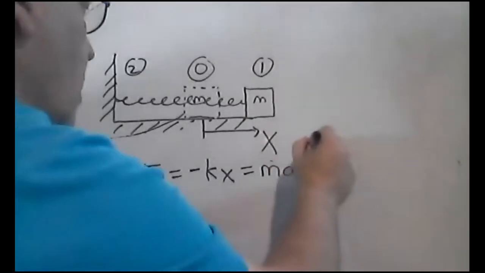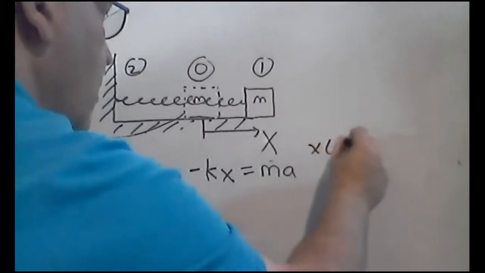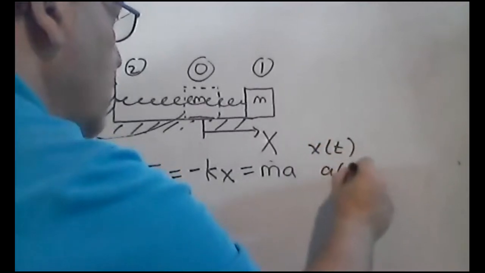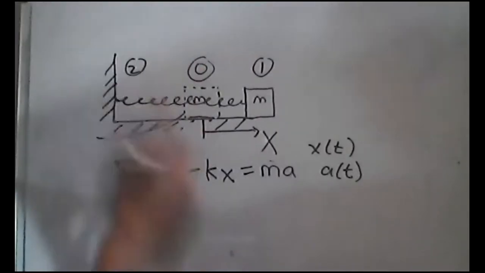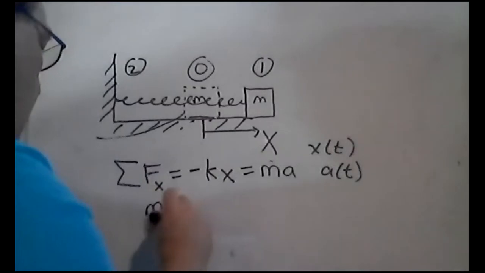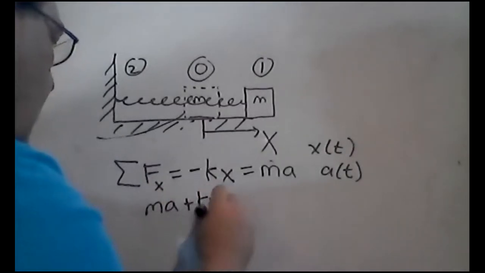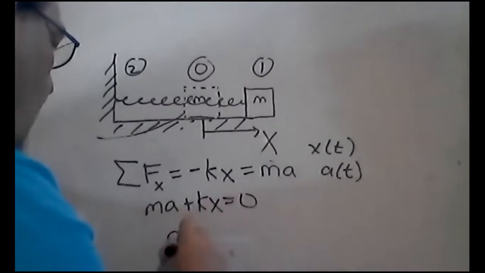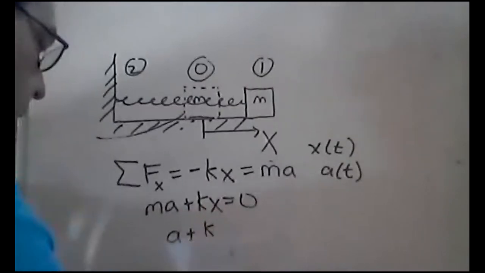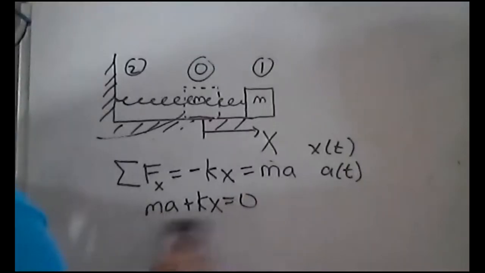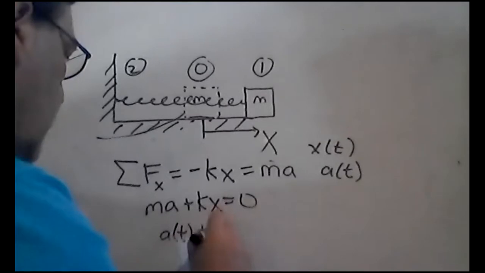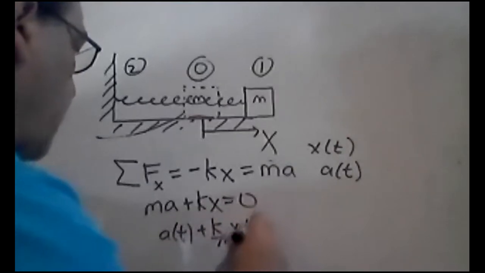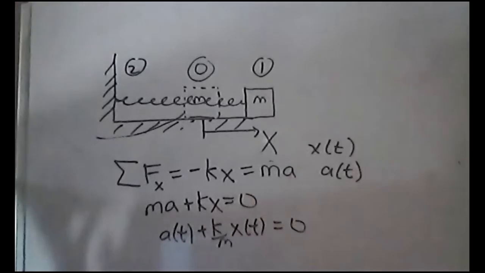Okay, let's recall here that x is a function of time, and a, the acceleration, is a function of time, right? And so if I take a look at this and say, okay, well, let's rearrange this equation. I have ma plus kx equals 0, or I have a plus k over m times x. Let's be specific here. I have a as a function of time plus k over m times x as a function of time equals 0. And I have no other equations.